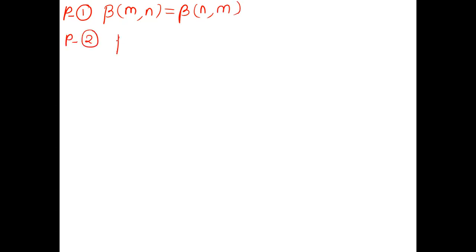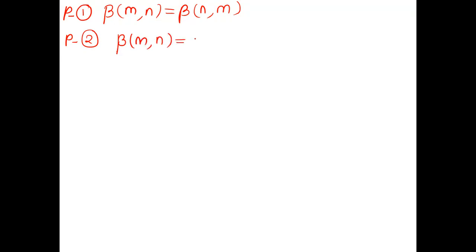So in the previous lecture, we have seen the three different properties of beta function. So let's quickly see what these three properties are. The first property is the symmetric nature of beta function, which says that beta of m, n is the same as beta of n, m.